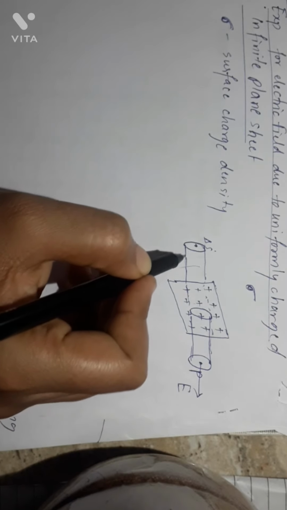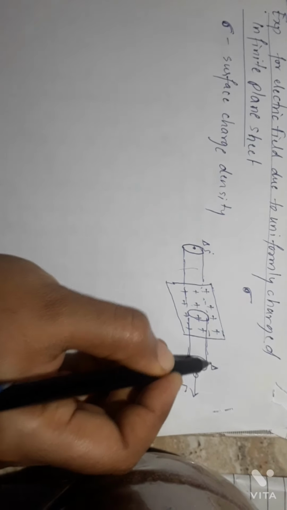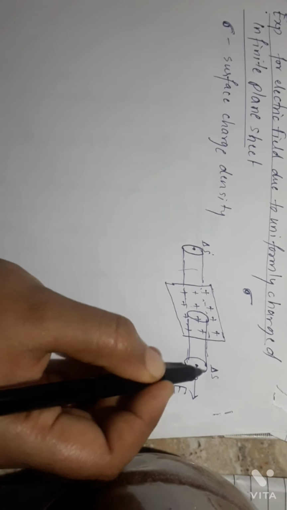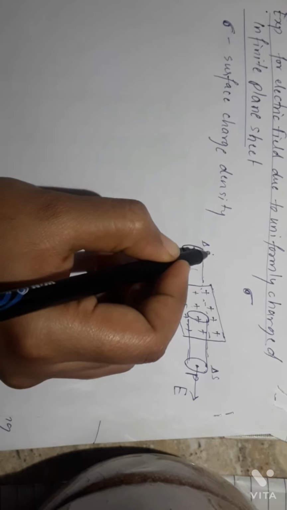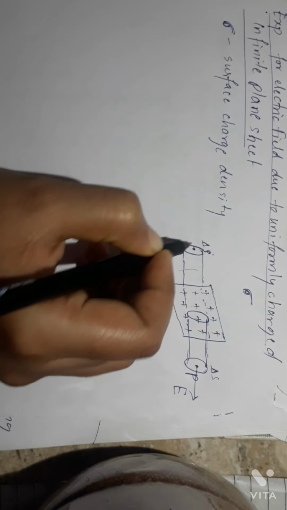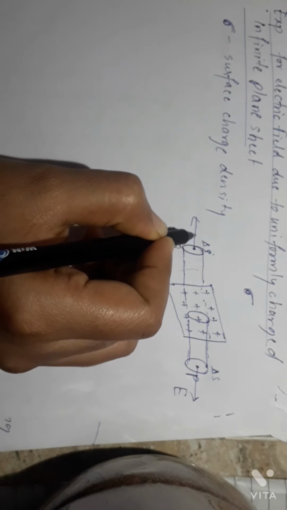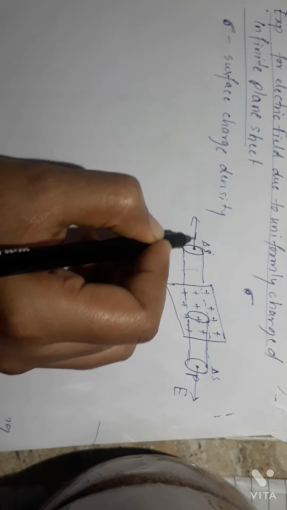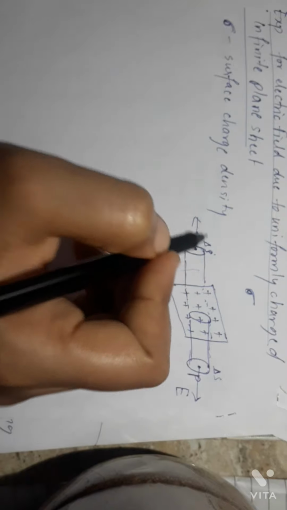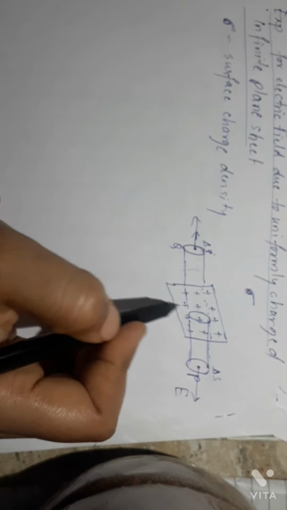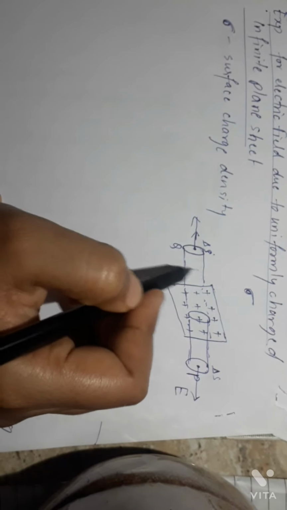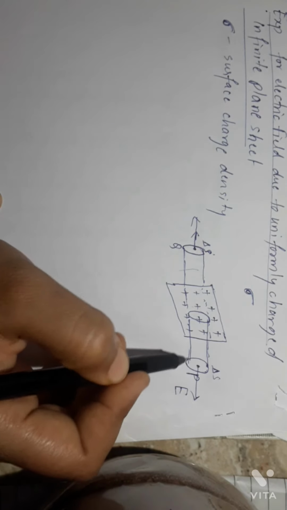Let delta S be the area of cross section of the cylinder at point P, and this is also delta S at point Q. The normal of this surface will be in this direction, and the electric field also will be in this direction. So we have to find the electric flux through the curved surface of the cylinder and these two cross sections of the cylinder.